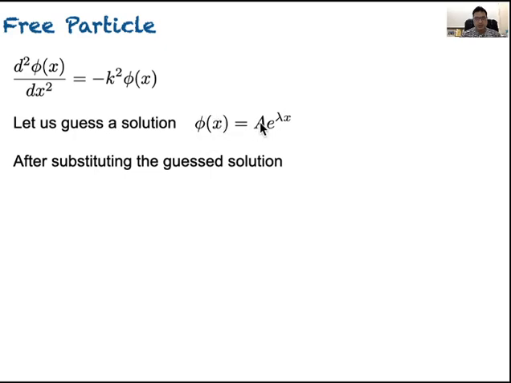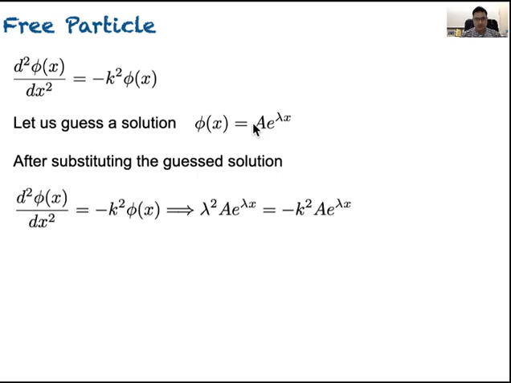What I'm going to get is a e^(λx) times λ when I take the first time derivative, and when I take the second derivative I will get one more λ. So I get λ² a e^(λx), or I could say λ² times φ(x). So this is what I have got: λ² a e^(λx), and on the right hand side I can just put the value of φ(x).